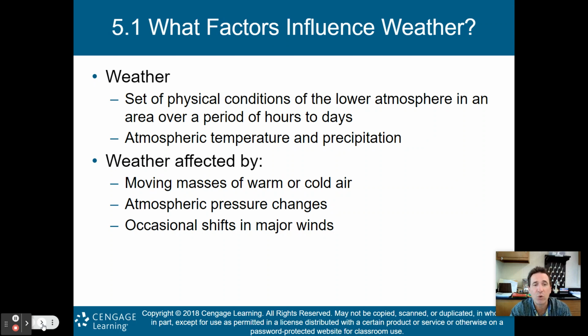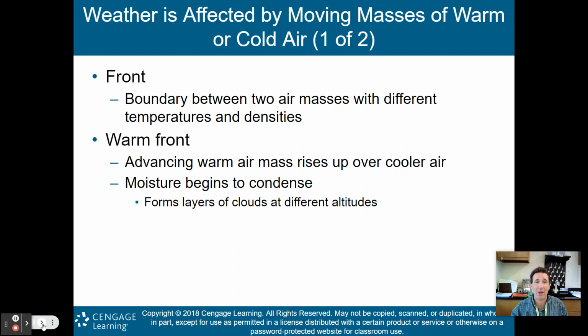Weather is affected by moving masses of warm and cold air. We have these bubbles of warm and cold air moving around the earth. And where they interact with one another, that's going to be your fronts, and that's where most of the weather occurs. Atmospheric pressure changes, be it lower to higher pressure, will affect the weather, and occasional shifts in the major winds. Those are the monsoons that you hear about. That affects the weather as well in certain parts of the world. So weather is affected by moving masses of warm and cold air. Again, at the boundaries of these warm and cold air bubbles as they move around are your fronts. Those are the boundaries between two air masses with different temperatures and densities.